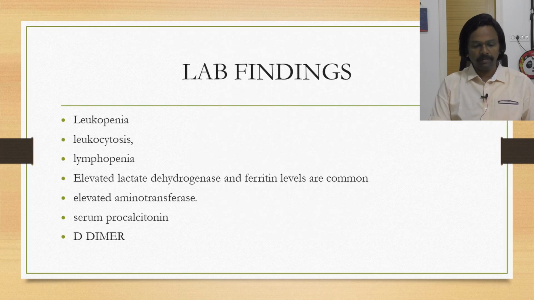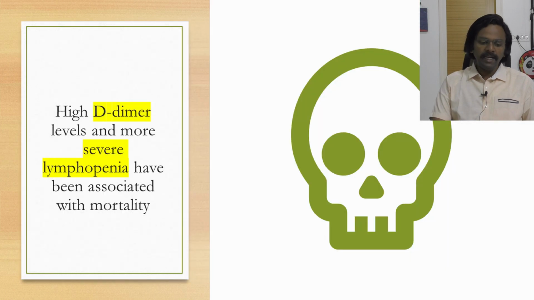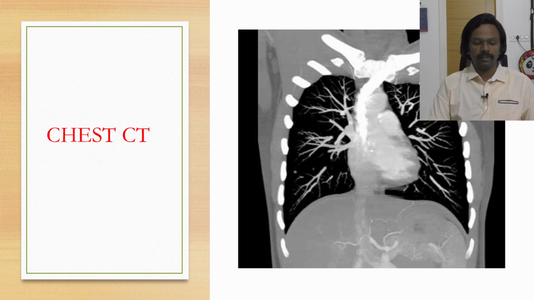Then when we go to the lab findings, the commonest finding is lymphopenia, and other possibilities include leukopenia, leukocytosis, increased lactate dehydrogenase, increased aminotransferase, and serum procalcitonin and D-dimer are elevated. And high D-dimer levels and severe lymphopenia have been associated with increased mortality.